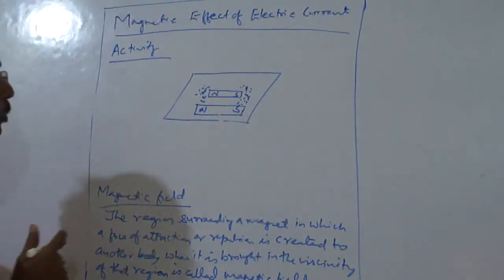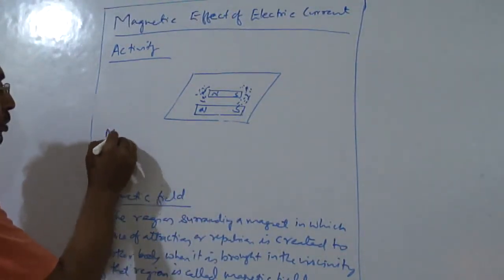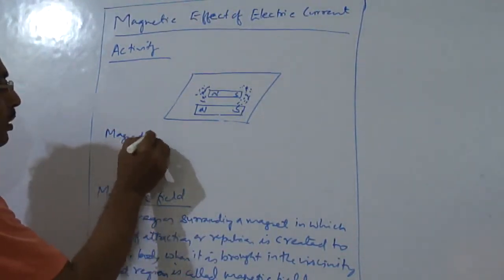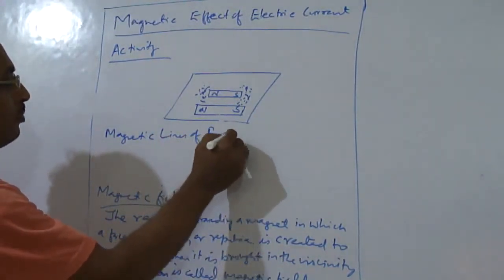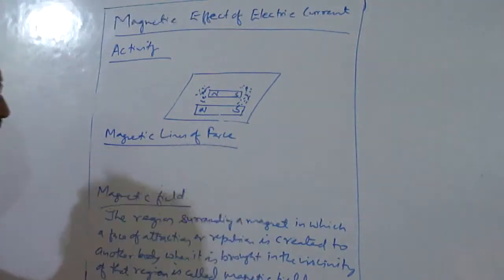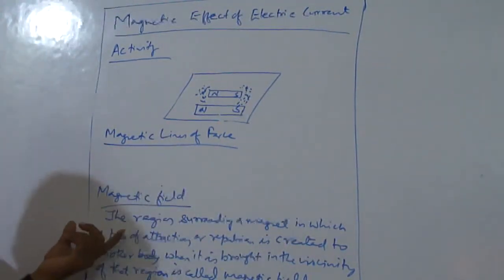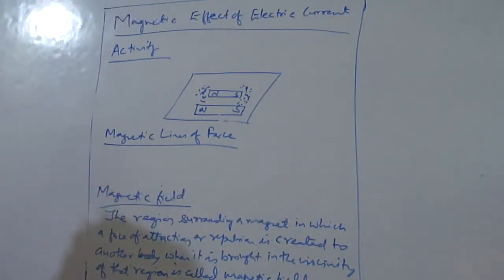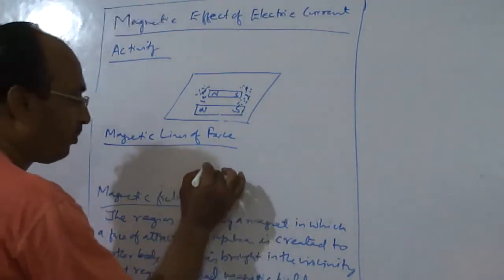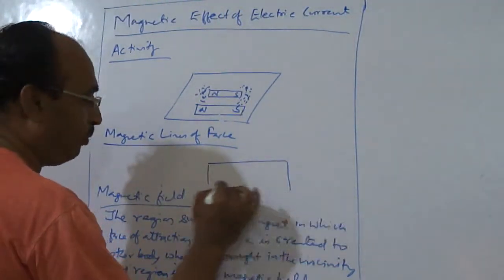Right. So now we will be discussing magnetic lines of force. Magnetic lines of force are actually similar to the magnetic field. So in that field, how are the lines created? Suppose this is a bar magnet.